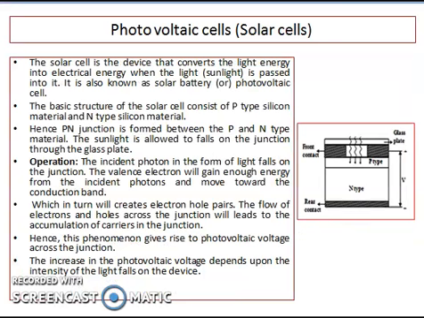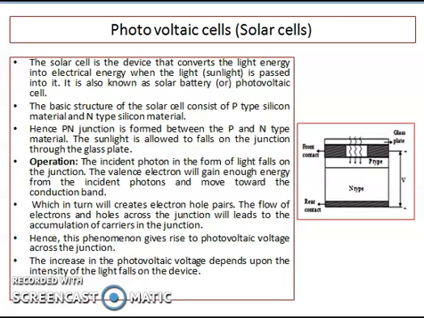So next we are going to see the photovoltaic cell. Normally we call it the solar cell, and technically we call it a photovoltaic cell. The solar cell is a device that converts light energy, normally sunlight, into electrical energy when light falls onto it. It is also known as a solar battery or photovoltaic cell.